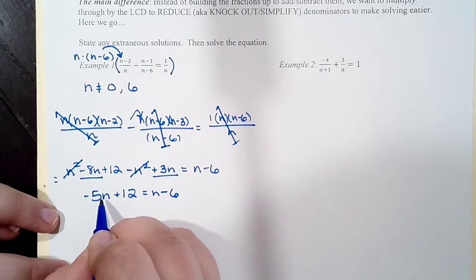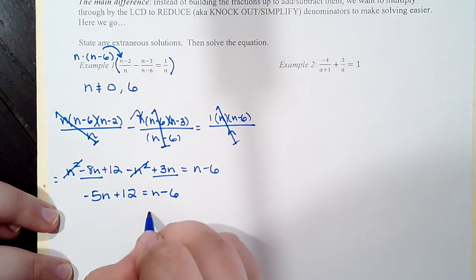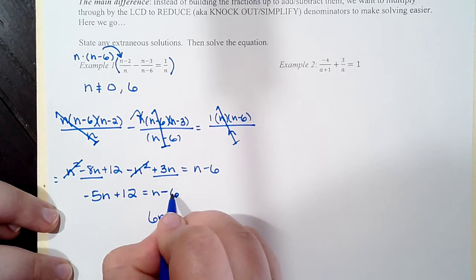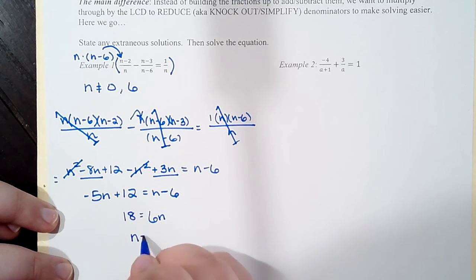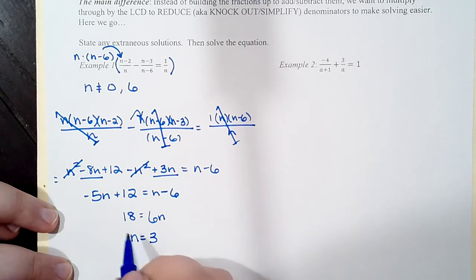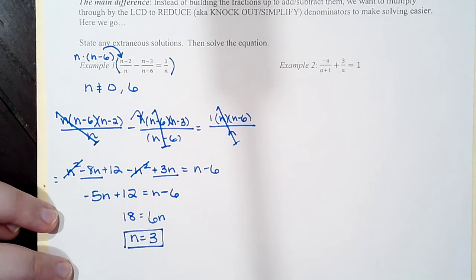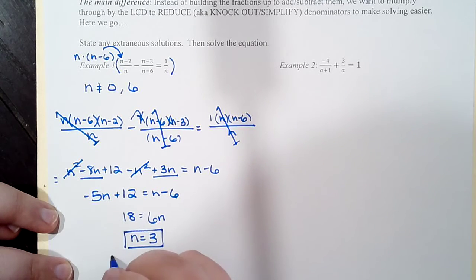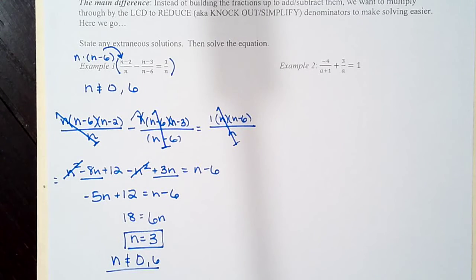Let's keep going. I'm going to move the 5n to this side by adding it over. So I get 6n. I'm going to add 6 over here. So I get 18. Solve it by dividing by 6. My answer is n equals 3. And then just to be thorough, I'm going to bring down those extraneous solutions so that they're right next to my answer and they're easy to see.